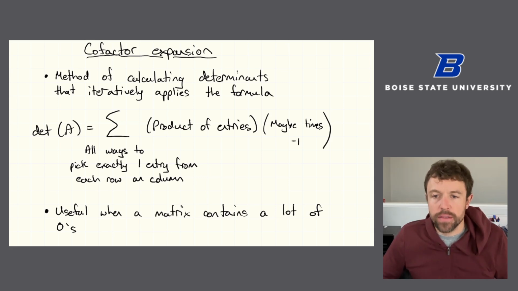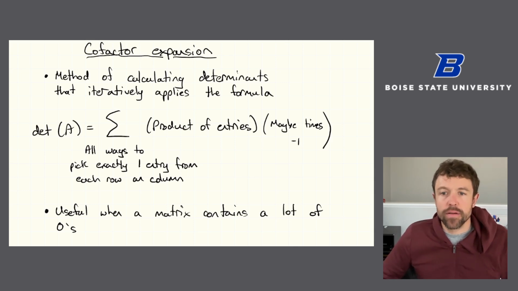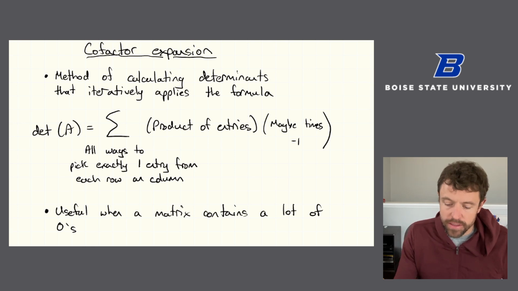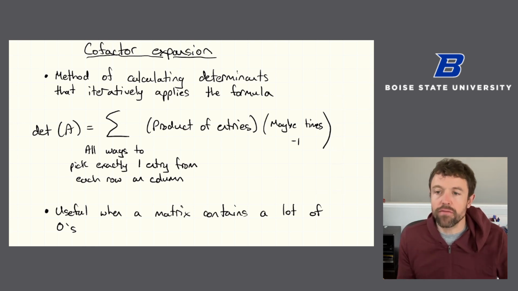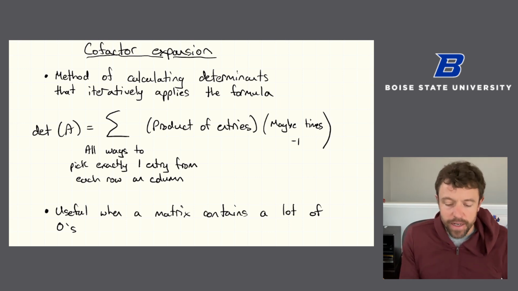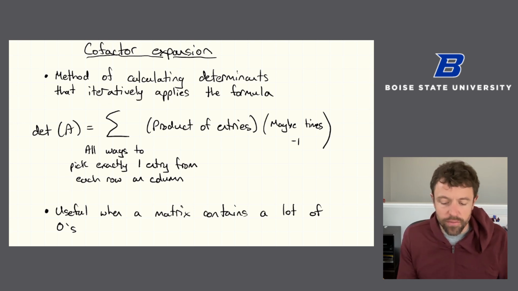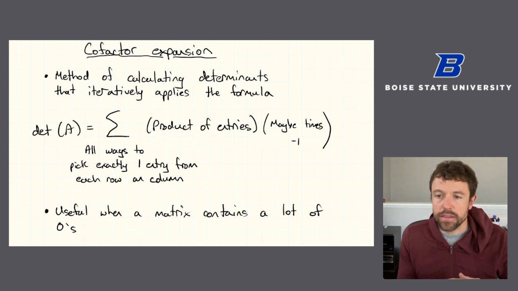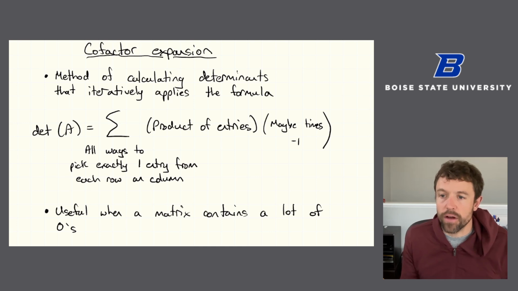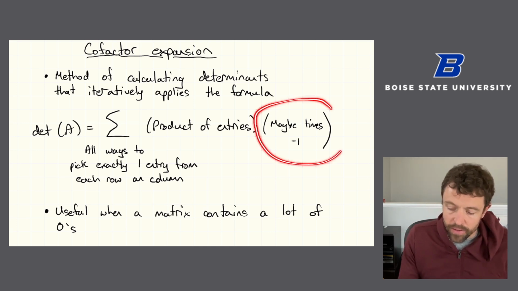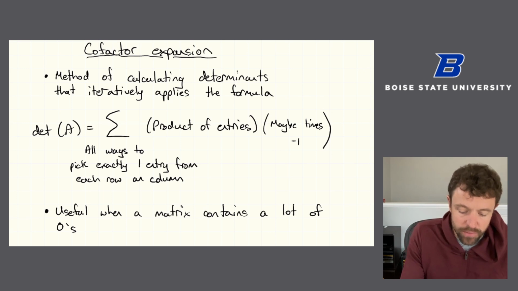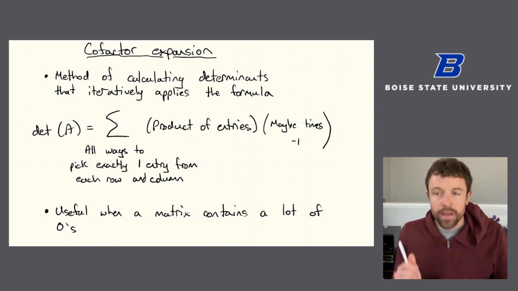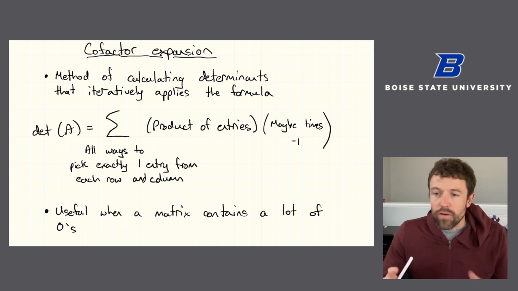In this video, I want to present the method of cofactor expansion. This is a method of calculating determinants that uses this determinant formula that I've referenced before that we don't really want to apply directly, but it uses it in an iterative manner. And it makes it so that you don't really have to keep track of whether you're actually picking all ways to choose exactly one entry from each row and column. And you don't really have to keep track of when you're supposed to put a -1 there. So that's what cofactor expansion does.